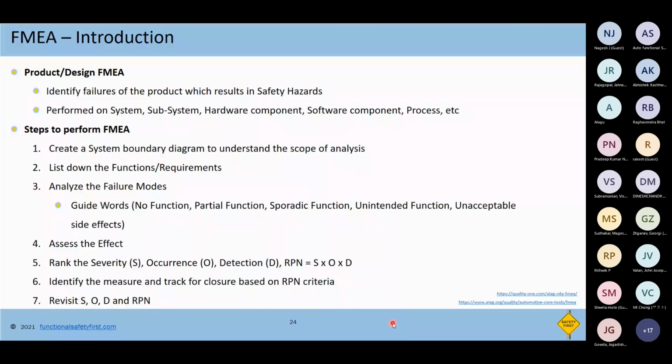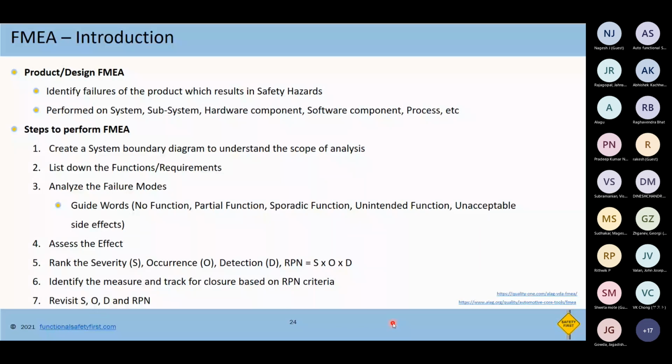And then we need to list down all the functions or requirements we have in our system. And then we need to analyze those failure modes. We can go ahead with the function's own failure modes, or we can go ahead with guide words. This is widely used, and it gives a good coverage. The guide words are: no function, partial function, sporadic function, unintended function, and unacceptable side effects. These can be used as failure modes to assess the effect. And next we need to assess the effect. And that is the FMEA.